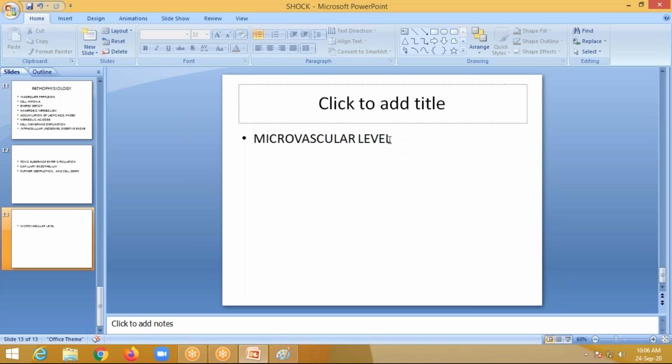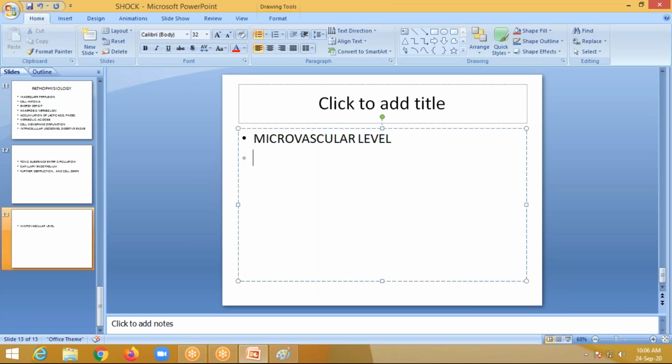Now we will come to know another level, the cellular level.